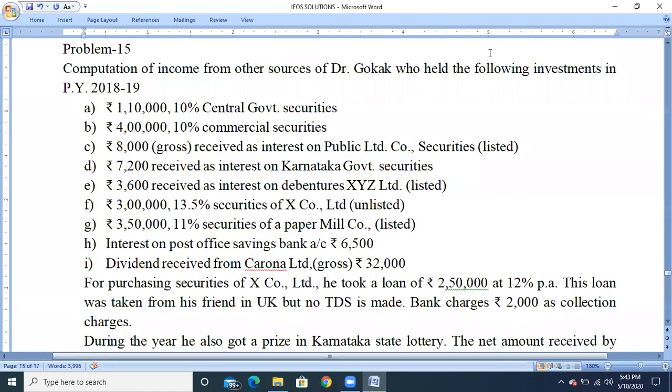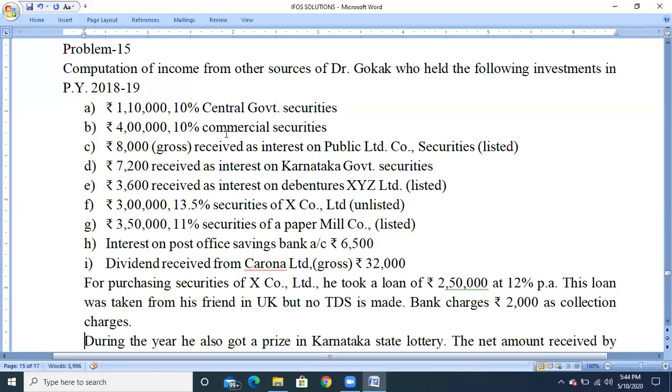Problem 15: computation of income from other sources of Miss Gokak, who held the following investments in the previous year 2018-19. First one, rupees 1,10,000, 10% central government securities. So it's a less tax-free securities issued by the central government. So no need of grossing up or TDS. Directly we need to calculate the interest amount by using the investment into rate of interest.